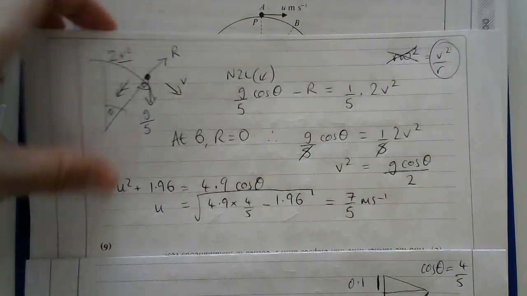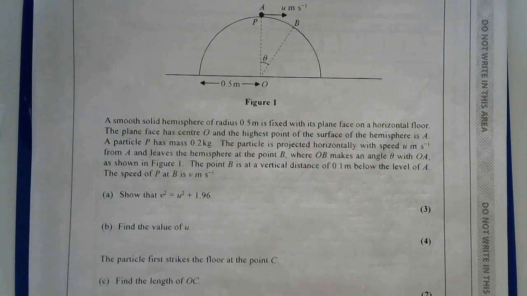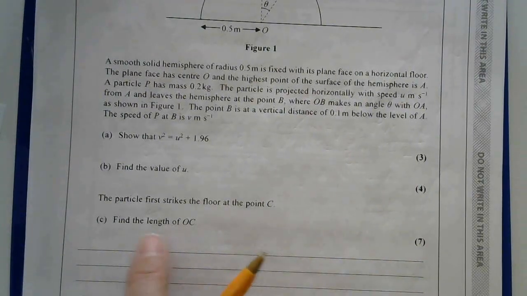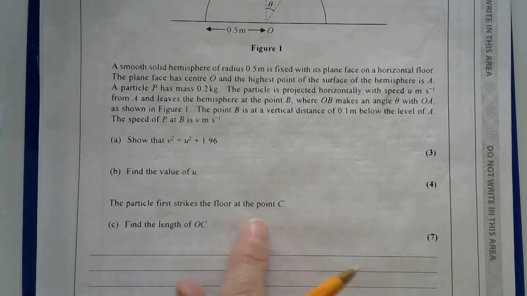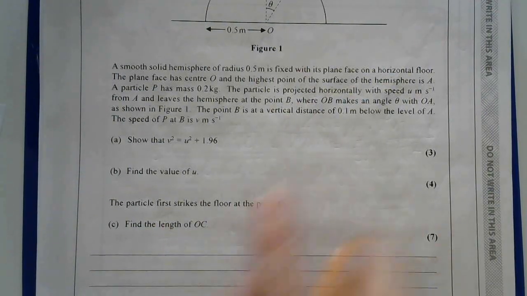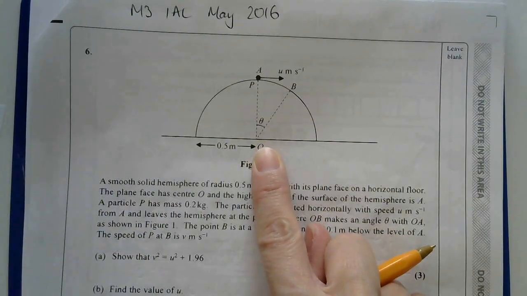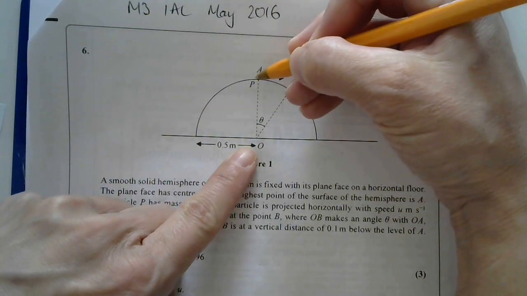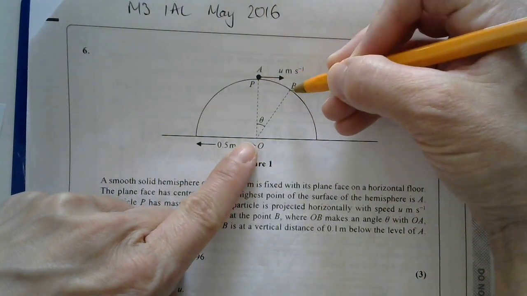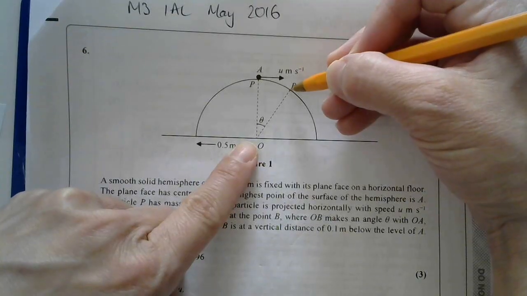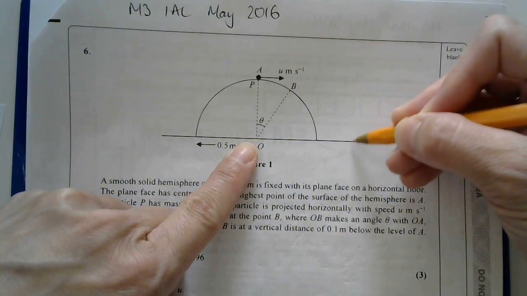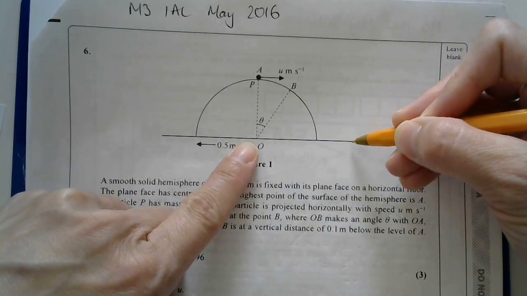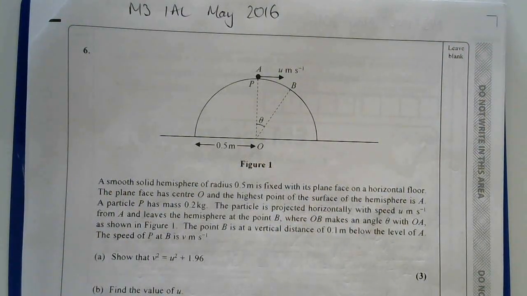Then in the last bit of the question, they say the particle first strikes the floor at point C, find the length of OC. So O was this point here, and so the particle will move to B, leave the surface at B, and then kind of move freely under gravity until it hits some point over here, C. And this is worth 7 marks.